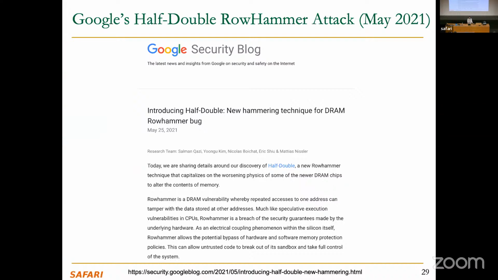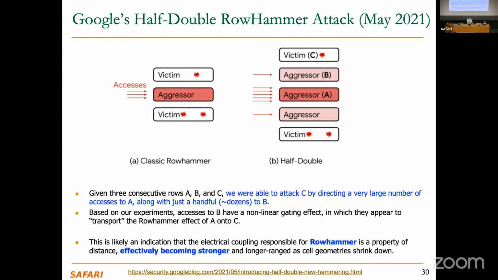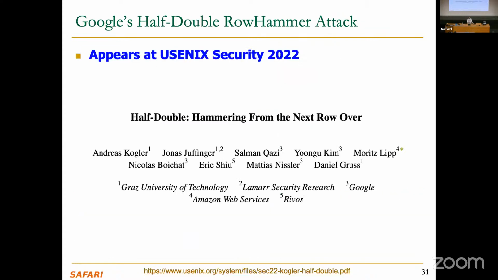And after that point, Google actually showed another attack, which is called Half-Double, that leverages another access pattern, basically by hammering a lot of aggressor rows in different places. They were able to observe bitflips. And this was published at USENIX Security 2022.